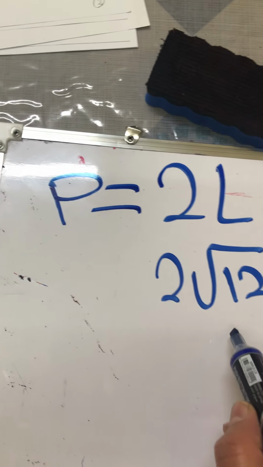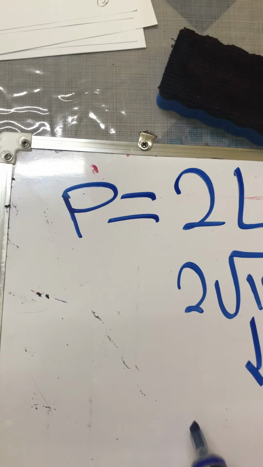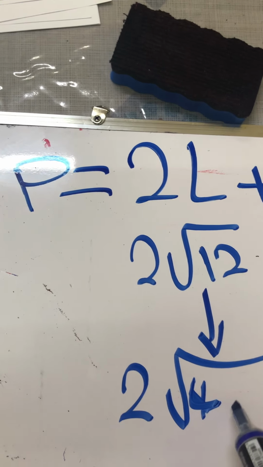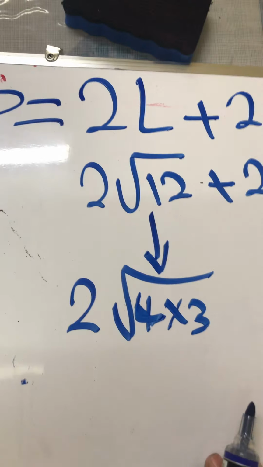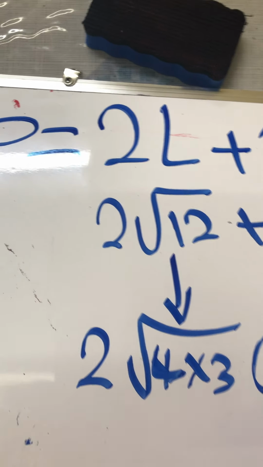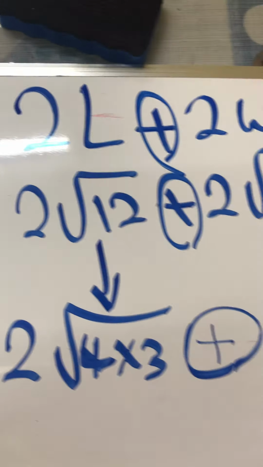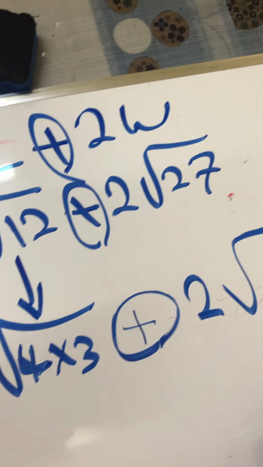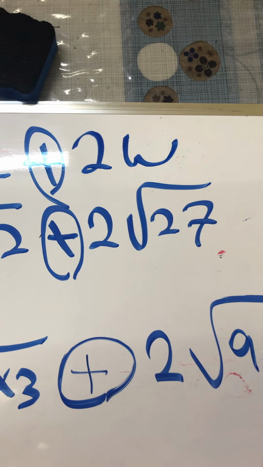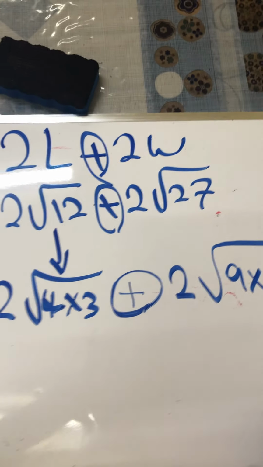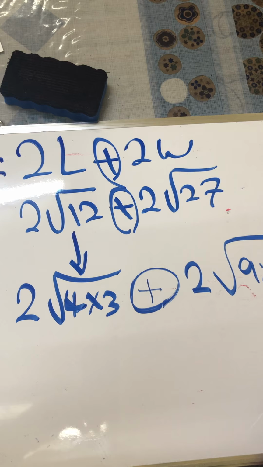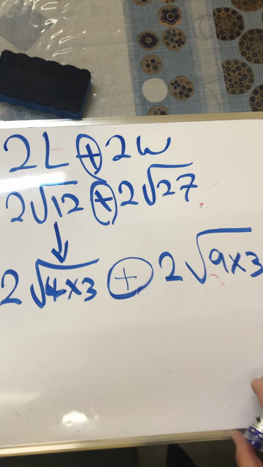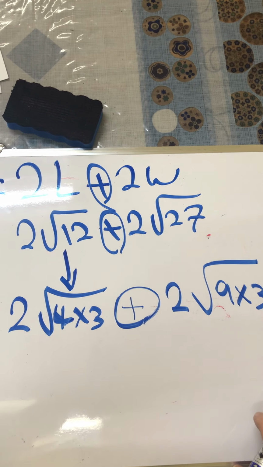Okay? Here, this 12, I'll factor it into 4 multiply 3. Plus, let's make a circle around the plus. And this 27, I'll change it into 9 multiply 3. So take care please. I factorize the 12 into 4 multiply 3 plus 27 into 9 multiply 3.